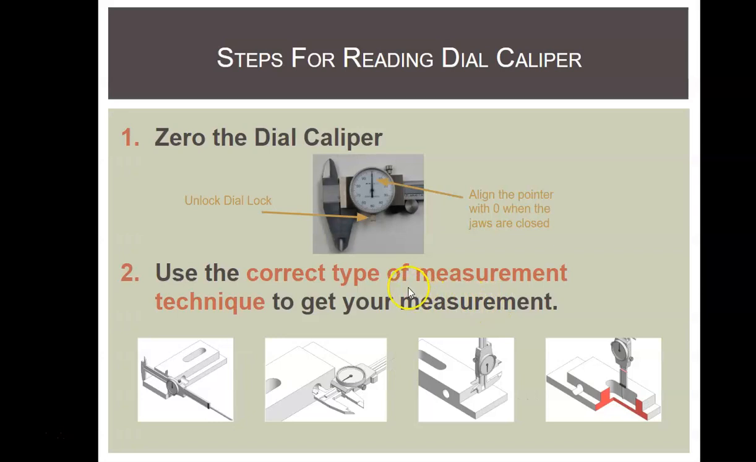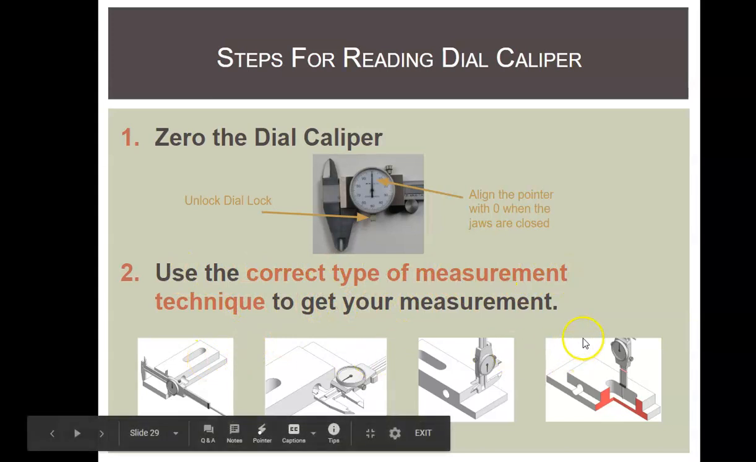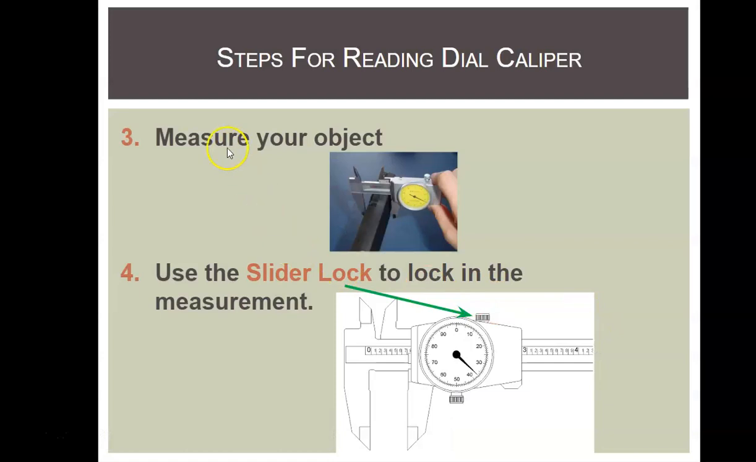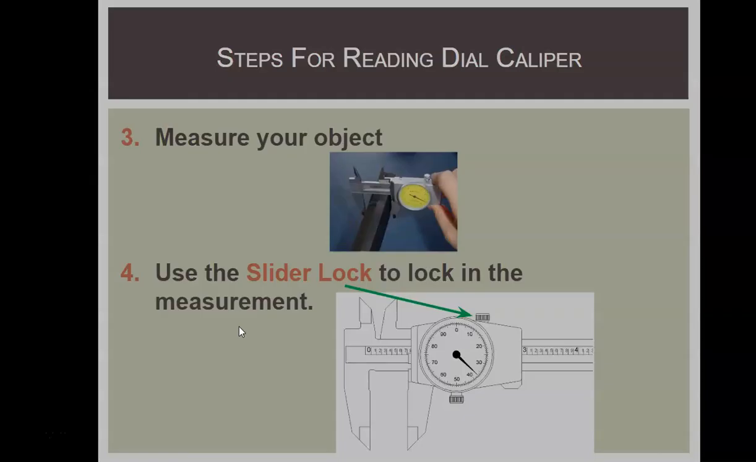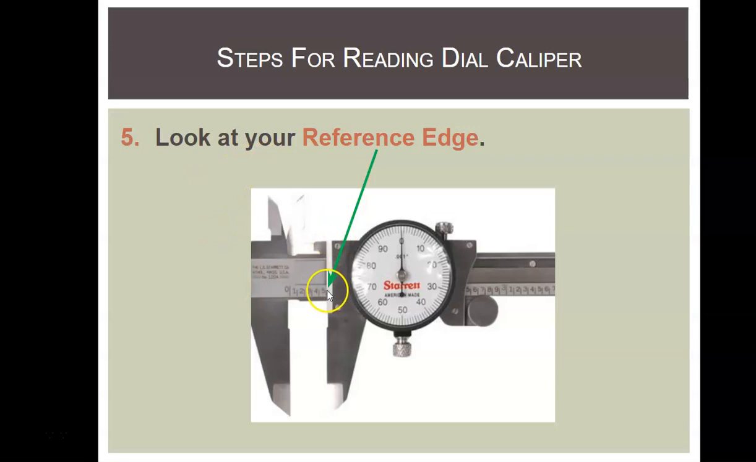Okay. So steps for reading the caliper. Again, you're going to zero it, following those steps I gave you earlier. You're going to use the correct type of measurement technique, whatever one gives you the best answer, the most accurate and precise answer. You're going to measure that object with that measurement technique. You're going to use the slide locker, that's this up top, and then you can actually look at the reference edge and go ahead and measure from there. So first off, you look right at the reference edge.